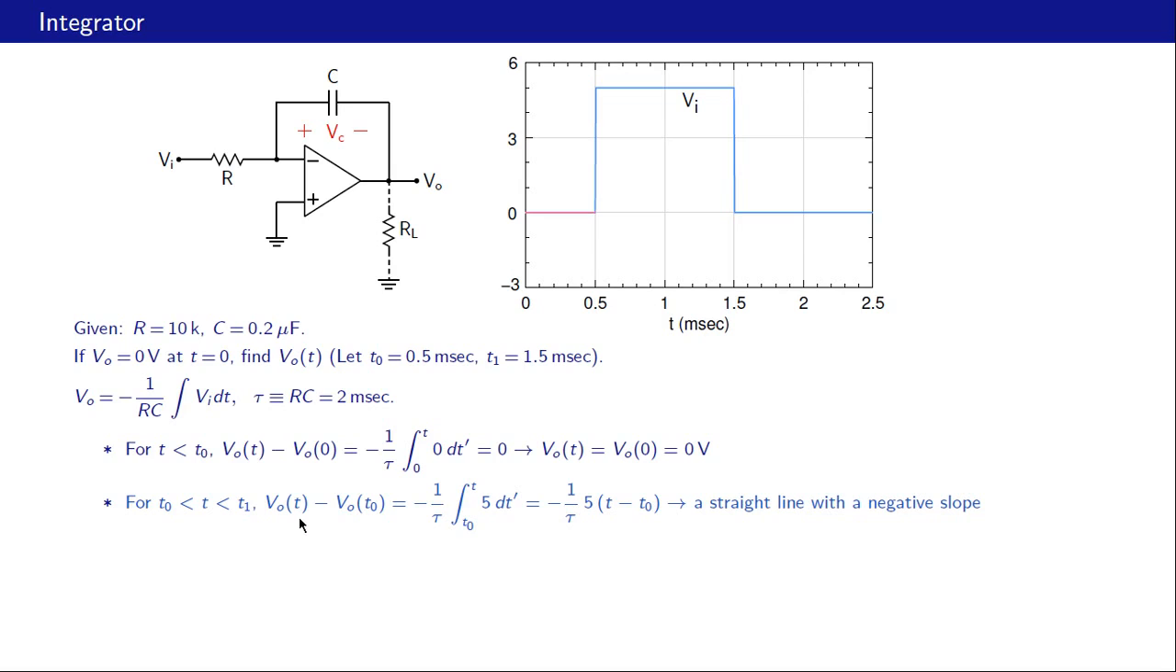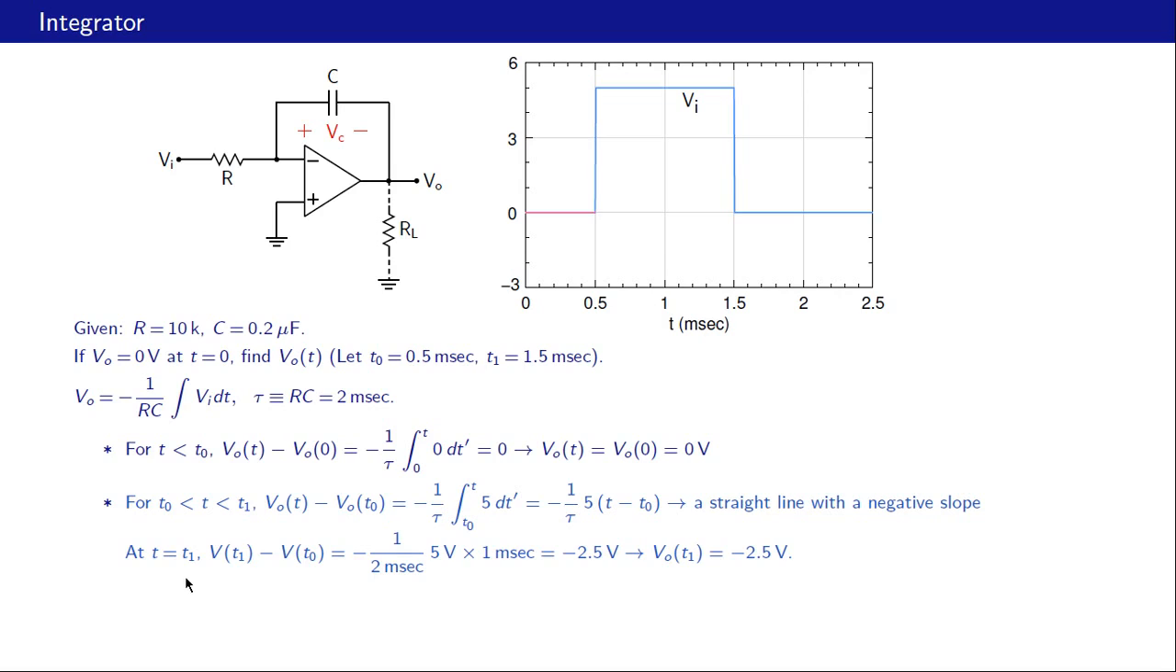This is our y, this is a constant, and this is our x, so it has the form y equal to mx plus c. So that's a straight line, and as we can see it has a negative slope, minus 5 divided by tau. So we expect Vo to go down at this point, a straight line with a negative slope, so something like this. And now let us calculate what Vo should be at t1, that is 1.5 milliseconds.